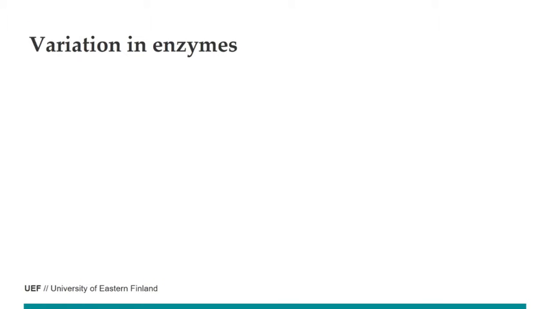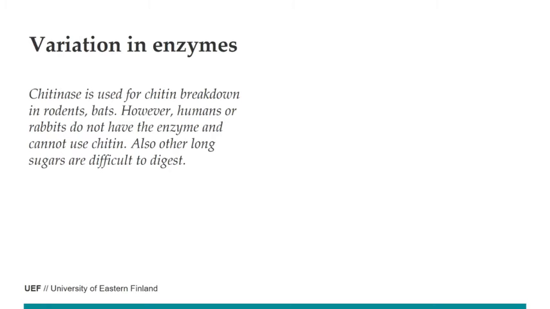And there can be variation among animals in these enzymes, like chitinase that is used for breaking the chitin, the outer layer of the insects, and that's why rodents and bats have it. But we, or rabbits, don't have the enzyme, so that's why we can't use the chitin. It would be a sugar. And also some other sugars we need to digest, and that's why some herbivores are using bacteria.